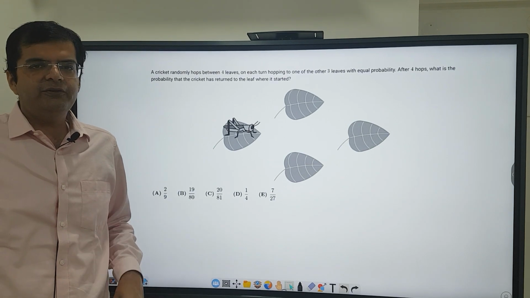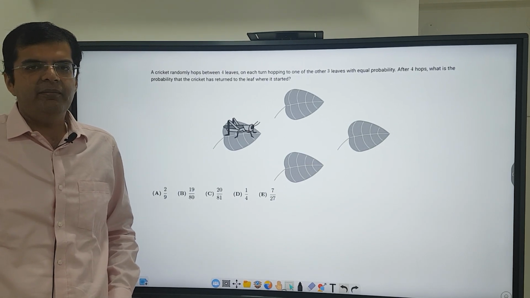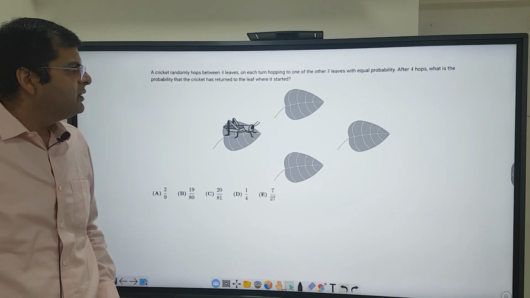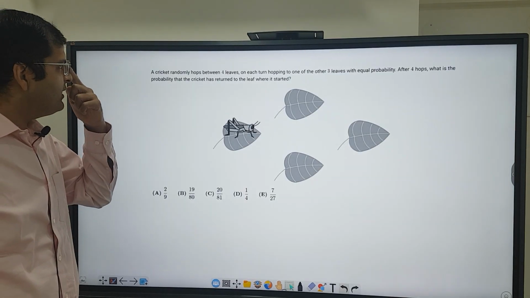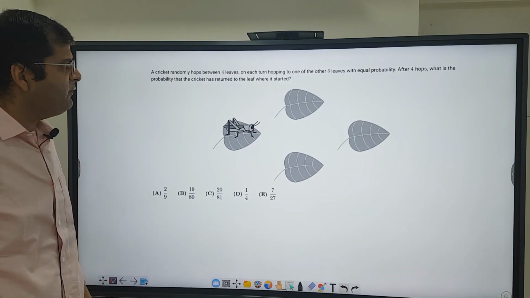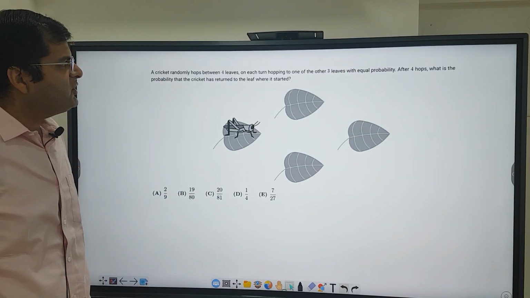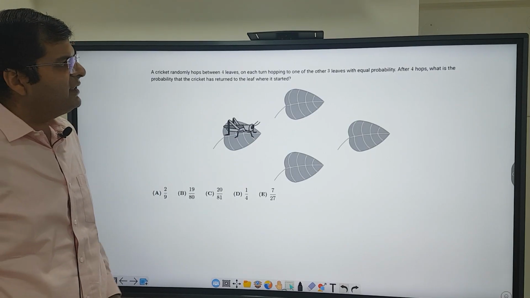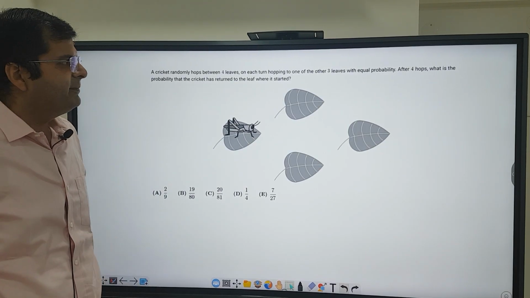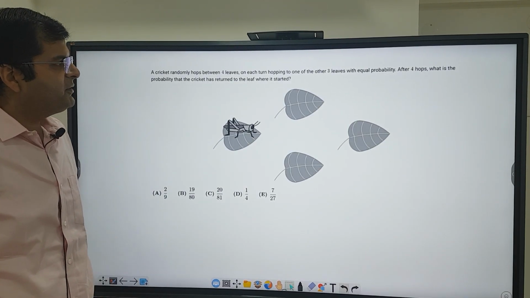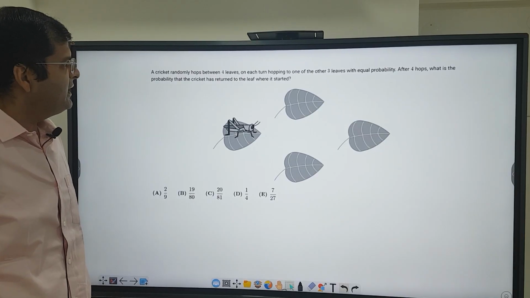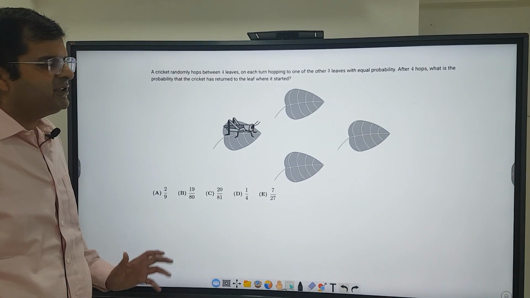So this is the 25th question of the AMC 8 exam held in the year 2022. The question says, a cricket randomly hops between 4 leaves, on each turn hopping to one of the other 3 leaves with equal probability. After 4 hops, what is the probability that the cricket has returned to the leaf where it started?